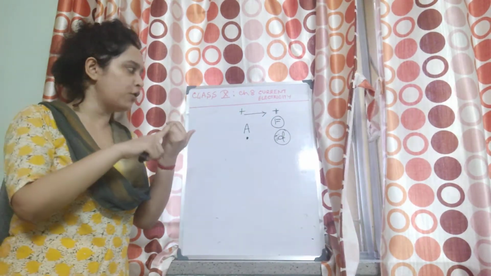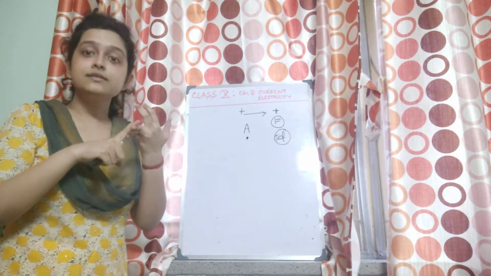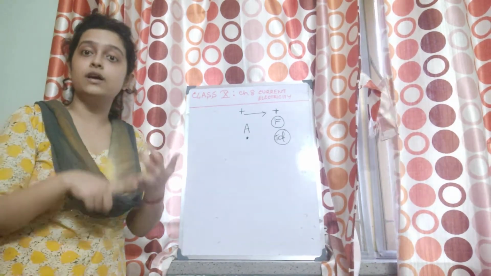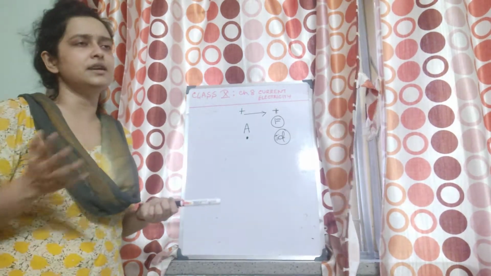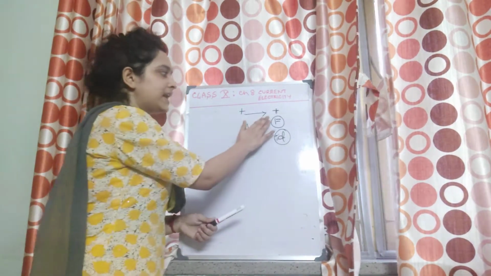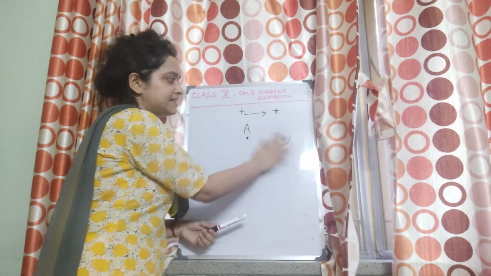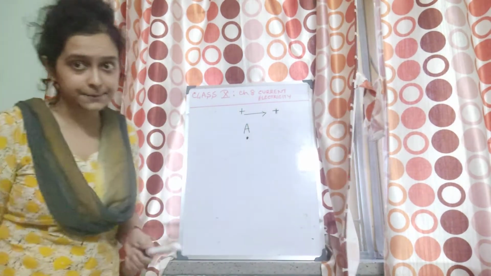So we have got force, we have got displacement, so we can say that some work is being done. Because work done is equal to force into displacement. So whenever in physics there is a force and there is a displacement, we can say work has been done.